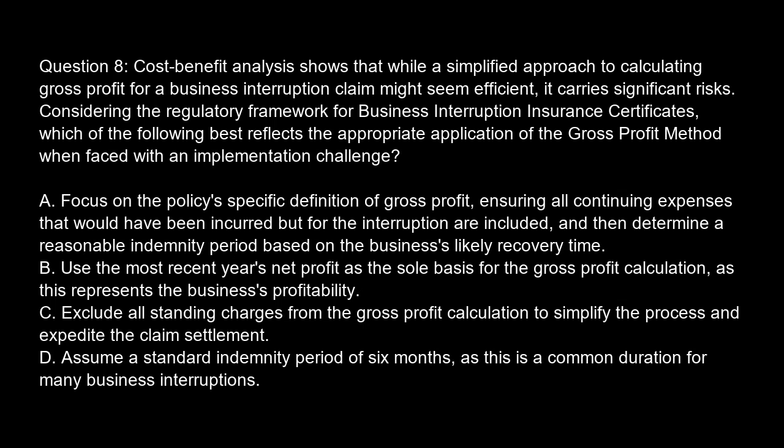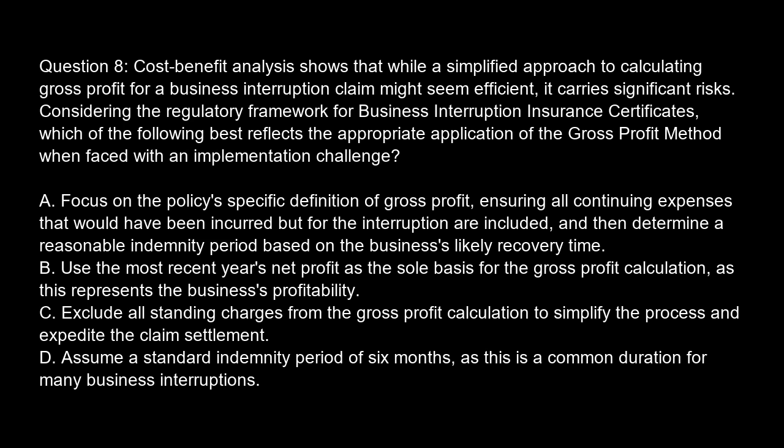Question 8. Cost-benefit analysis shows that while a simplified approach to calculating gross profit for a business interruption claim might seem efficient, it carries significant risks. Considering the regulatory framework for business interruption insurance certificates, which of the following best reflects the appropriate application of the gross profit method when faced with an implementation challenge?